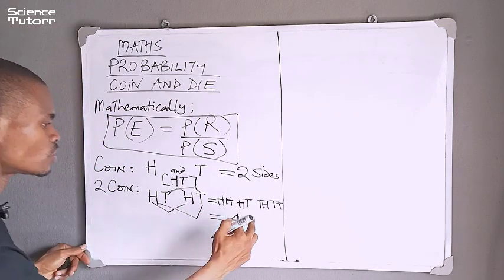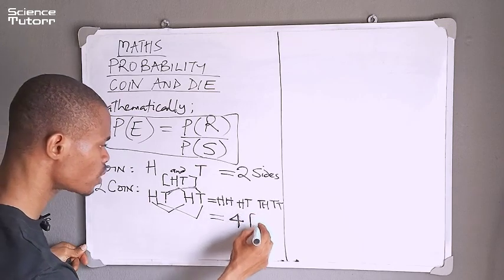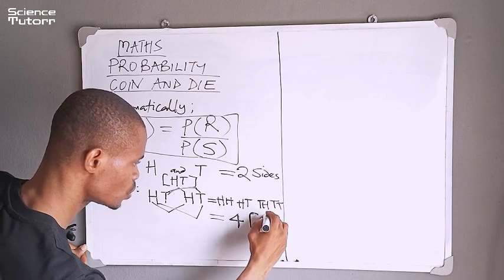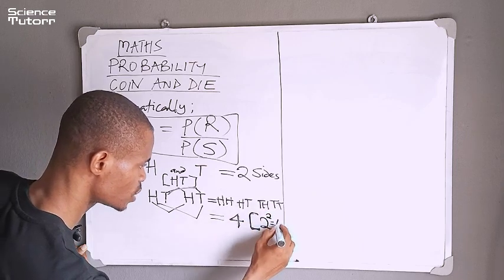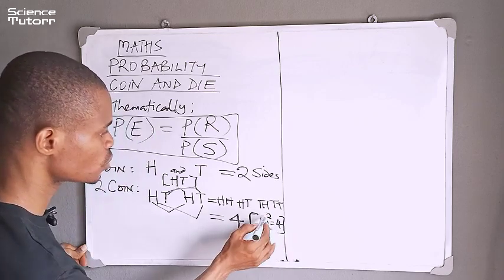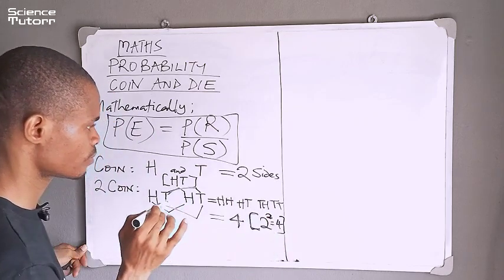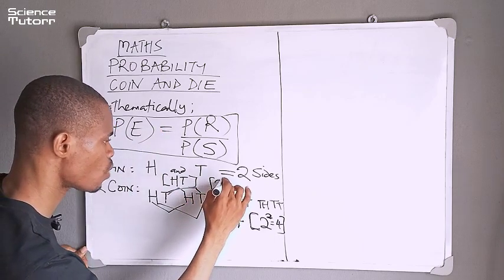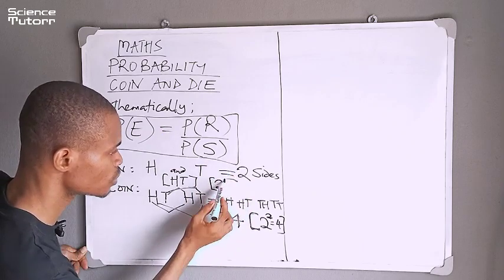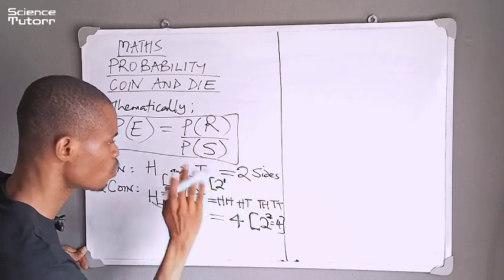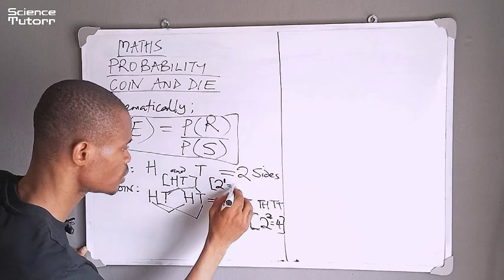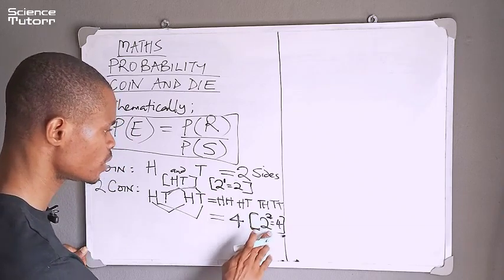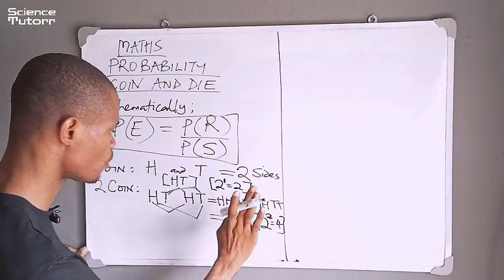Now, don't forget, there is also a way of representing this. I could use 2 raised to power 2, which makes 4. This simply means two coins. For one coin, I can simply say 2 raised to power 1. The 1 simply means just one coin. When one coin is tossed, 2 raised to power 1 is 2. It's going to give me two sides, a head and a tail. For two coins, it's going to give me the outcome 4.